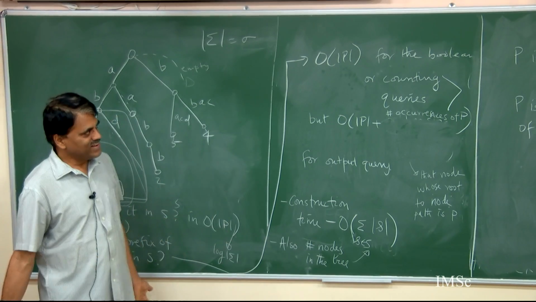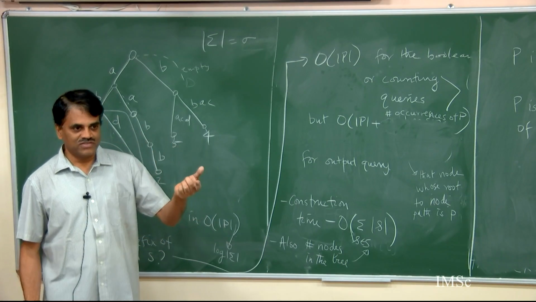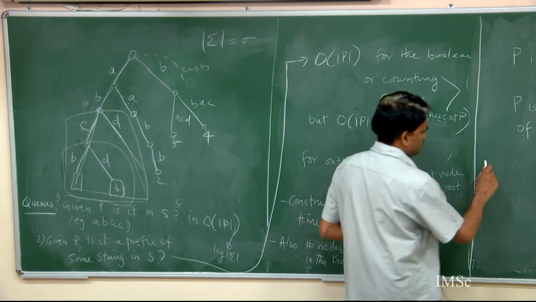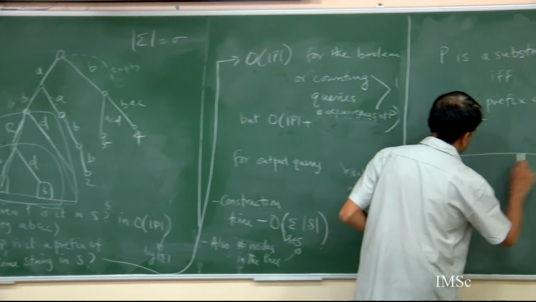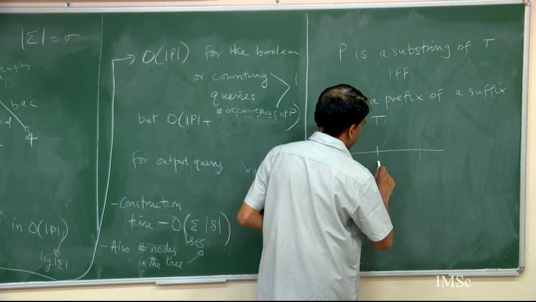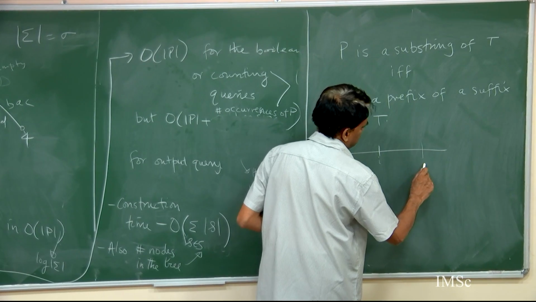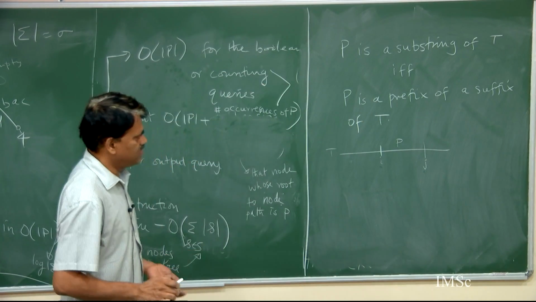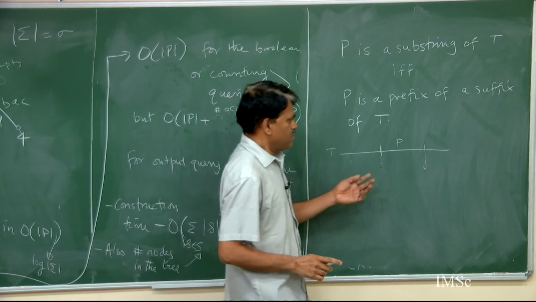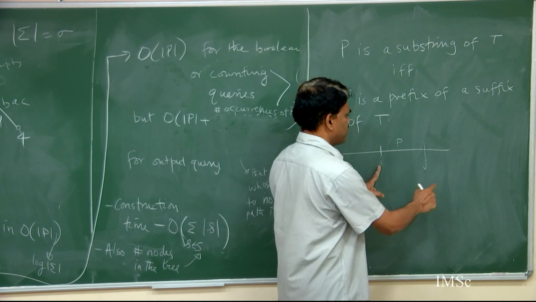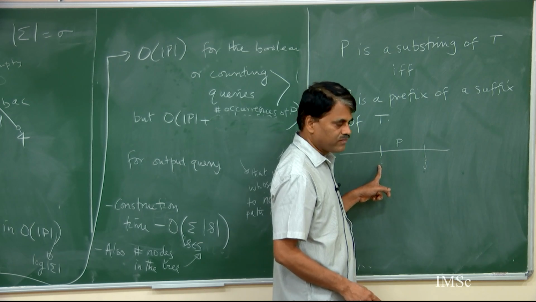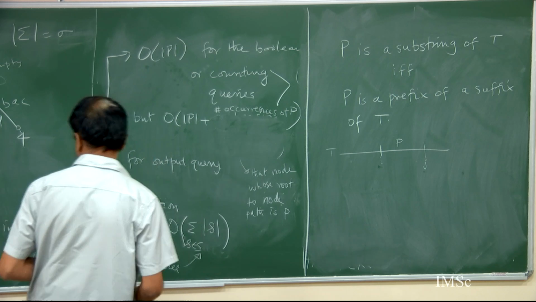Complex observation. Trivial observation, right? P is a substring of T means what? So here is my T, P is appearing from here to there, which means that P is a prefix of the suffix starting at i.